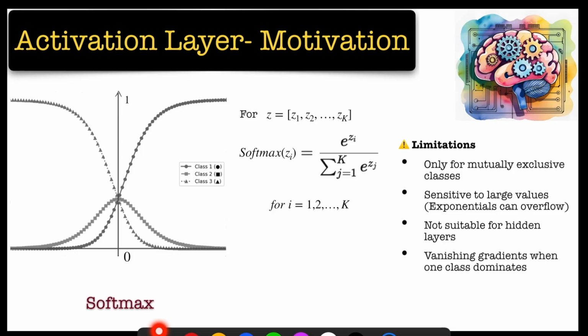A few limitations of softmax: it's only for mutually exclusive classes, right? One data point sample belongs to only one class. For those kinds of mutually exclusive classes, we can use softmax. It is sensitive to large values, because of the exponential, which can overflow. It's not suitable for hidden layers. Softmax no one uses for hidden layers. Softmax is for output layers for probability calculation. Also, vanishing gradients when one class dominates. If one class dominates the other classes, we can see vanishing gradient.